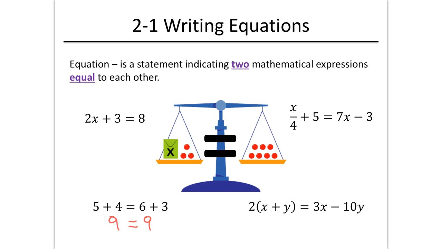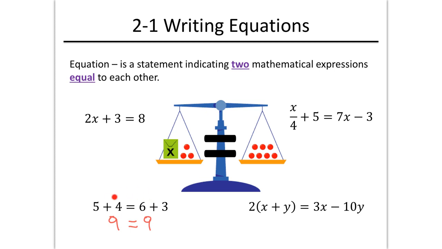Another example, you can have fractions, x divided by 4 plus 5, equals, and we have 7x minus 3 on the right side of the equal sign. So we do have one side of the scale or the equation with a mathematical expression. We have fractions, variables, a plus in the middle, equals another, sorry, not another fraction, another mathematical expression. And remember that the two sides don't have to look the same, they don't have to be the same numbers.